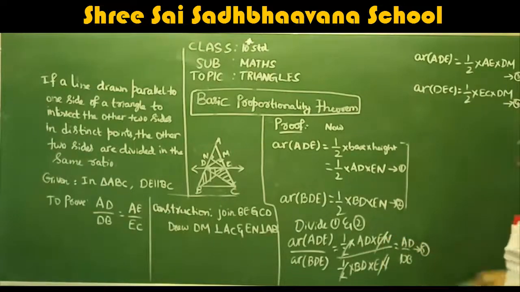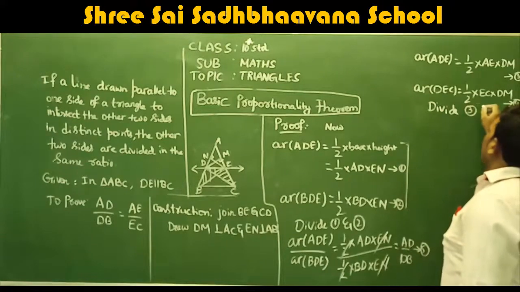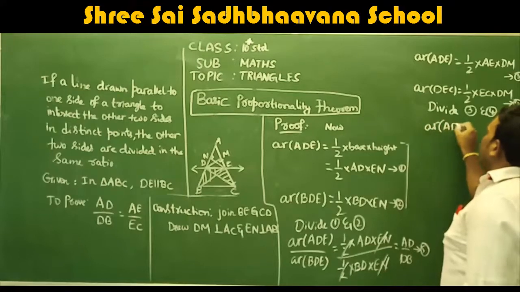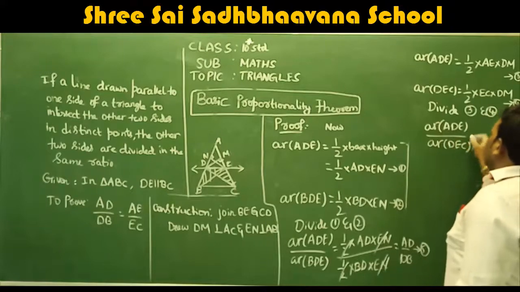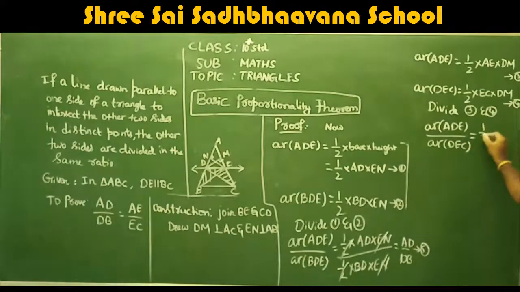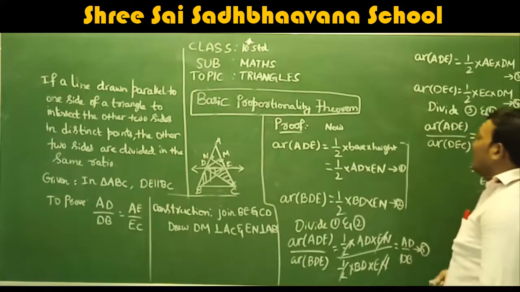Here also, the same way, you divide equation 3 and 4. You will get area of triangle ADE divided by area of triangle DEC, which is half into AE into DM divided by half into EC into DM. So DM and half will get cancelled. You will get AE by EC. This you take as equation number 6. Okay, so we got 5 and 6.